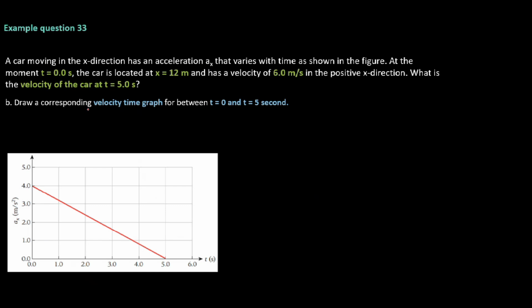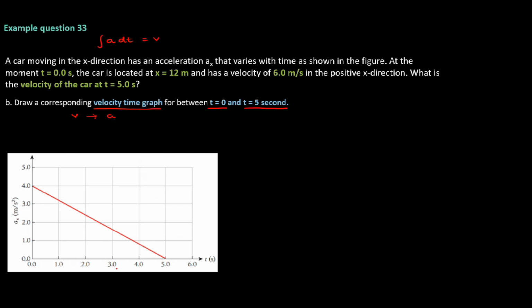In part B of the question, they want me to draw a corresponding velocity time graph between time t equals 0 and t equals 5 seconds. If I want to draw a velocity versus time graph, I need to know the velocity function v. And to know the velocity function v, I need to know the acceleration function a, because if I know acceleration a, I can integrate it to find the velocity function v. We can determine this acceleration function from the graph given to us.